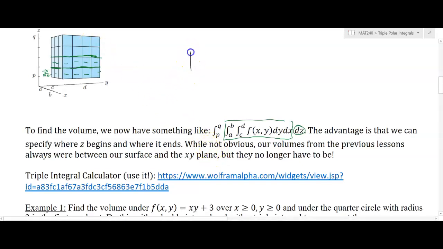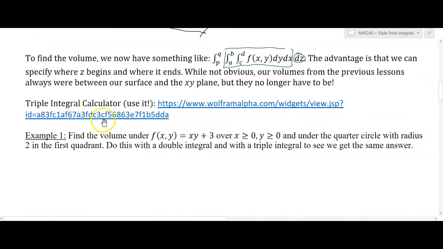So we assumed before that our integral, if we had a surface, some sort of three-dimensional surface floating above here, that our volume was always basically all of this below here and being contained by the xy plane. But now we can find volumes between two surfaces if we wanted to. So they're pretty similar in setup.